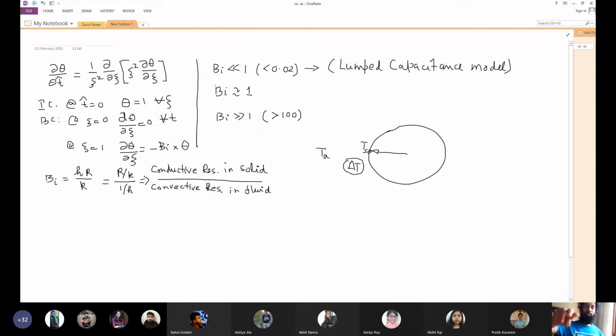Alright, so we understand this, let's try to understand this clearly. When Biot number is much greater than 1, the conductive resistance is very high. So the solid cannot establish uniform temperature. They will always have a very strong temperature gradient inside. But the fluid in this case is very efficient in heat transfer. So that means the h is very high, think of h as infinity. So already a very small temperature gradient will be able to support a reasonable heat flux.